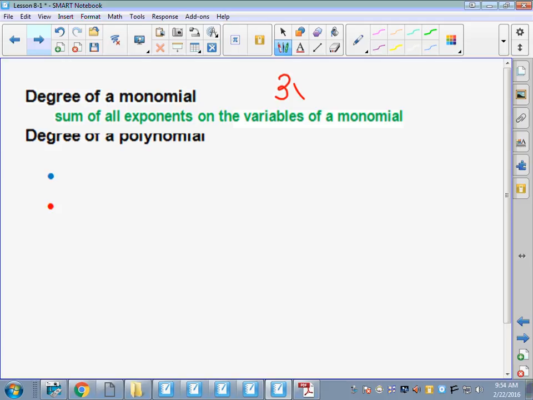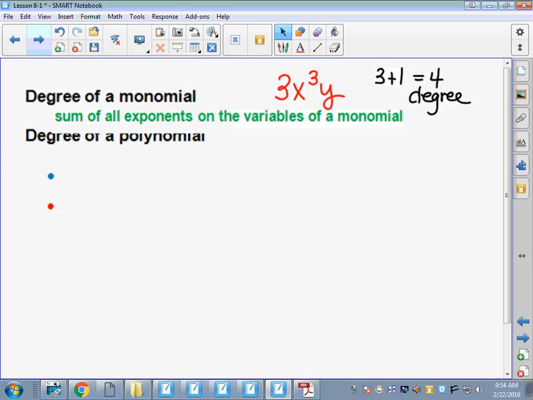So if I had 3x cubed y, well, I've got a 3 for the exponent on the x, plus, so what's the exponent on the y if there isn't one? So the degree for that would be 4. So sum of the variables, or sum of the exponents on the variables. The degree of the polynomial, basically you do the same thing, and you choose the largest one. So the degree of a polynomial is the largest degree of any one monomial.